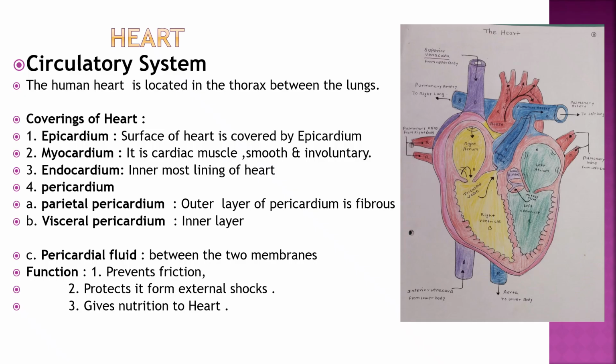Hello students, today we will see about the circulatory system. The circulatory system consists of blood vessels and heart. We will study the heart in detail. The heart is located in between the two lungs in the thorax.